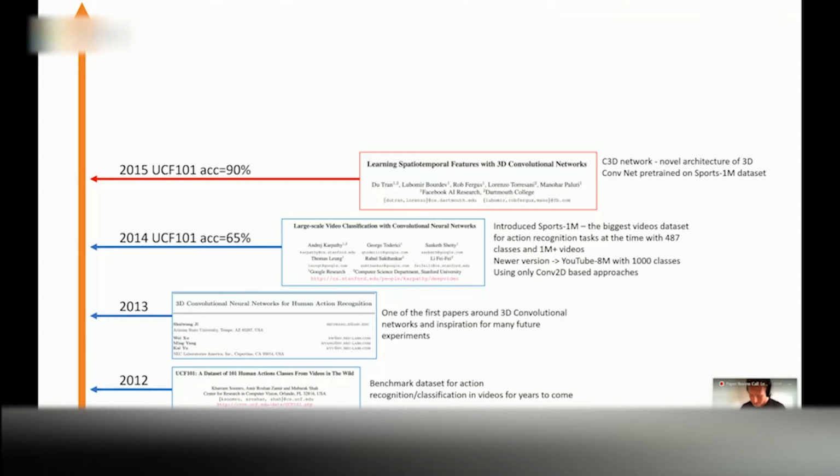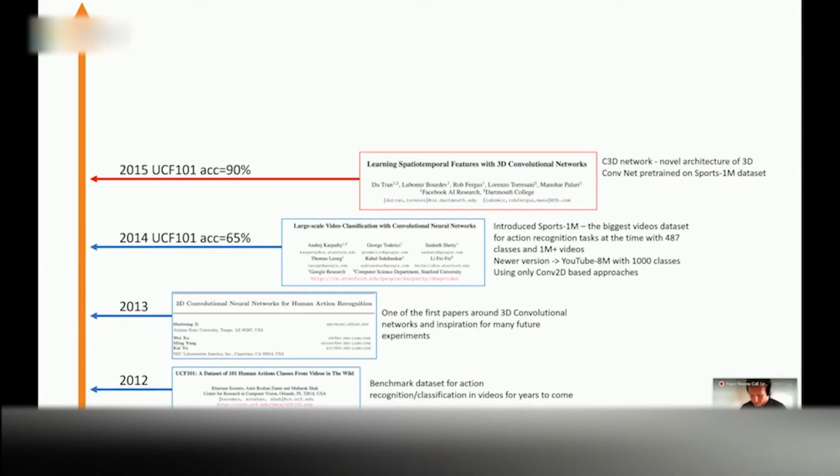With that data set, they also introduced some approach to do action recognition, and they came up with state-of-the-art solutions, achieving up to 65% accuracy on the UCF 101 data set. But at this point, they were using only convolutional 2D networks. Everything they did was based on conv2D networks.